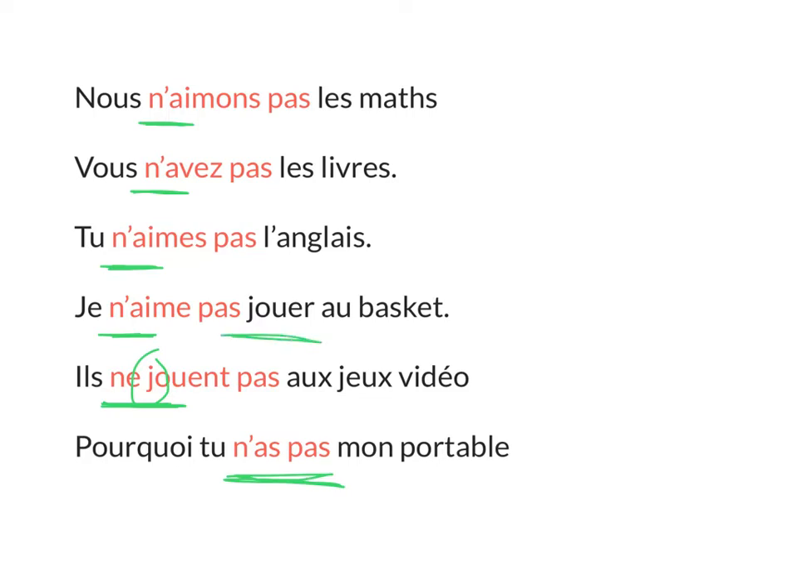Remember, even though this is the second verb, we only care about the first one, the one that we conjugated. So remember, this one is conjugated because the R was taken off, right? We don't have the R anymore. So now we have a conjugated verb.